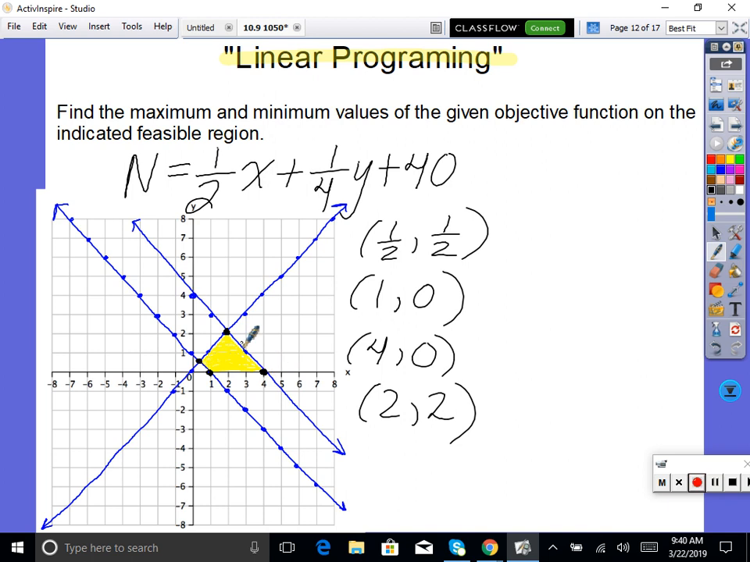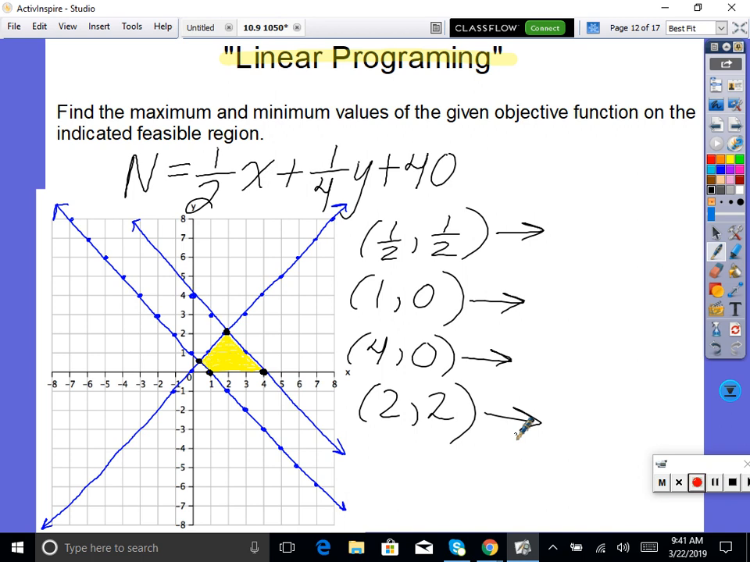So it says right here, find the maximum and minimum values of the given objective function on the indicated feasible region. So they gave you that n is equal to 1/2 x plus 1/4 y plus 40. It wants to know which one of these will produce the max and which one will produce the minimum. So everybody, take your calculator. We're going to plug in a half, plug in 1, 0, plug in 4, 0, plug in 2, 2, and then we're going to write down what each thing came out to be, plugging it into our equation.